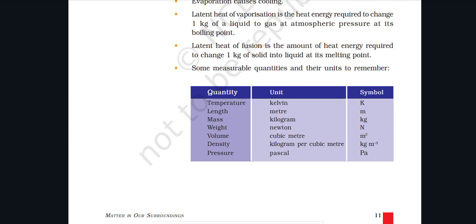Don't get confused here. The change of 1 kg of liquid to gas at atmospheric pressure is called latent heat of vaporization, changing from liquid to gas. Next, change of 1 kg of solid into liquid at its melting point is called latent heat of fusion.